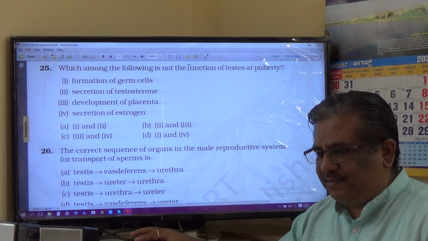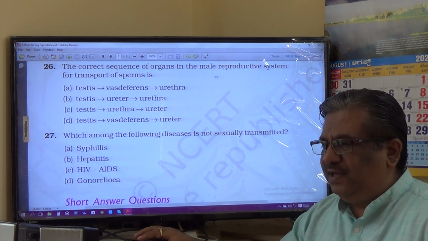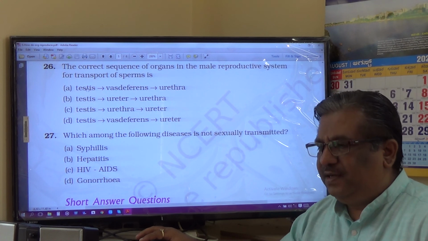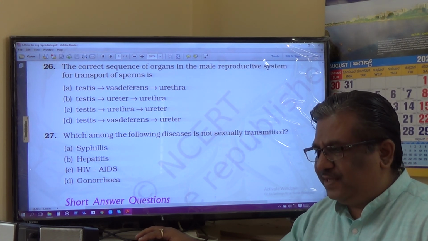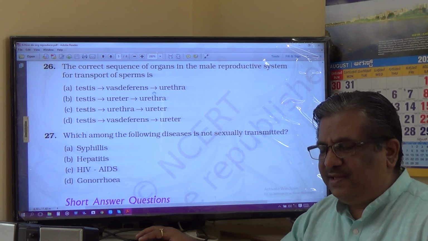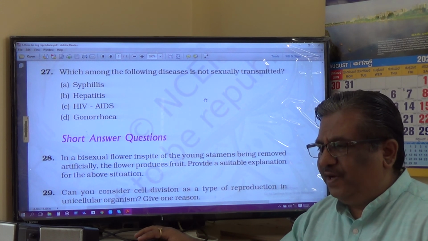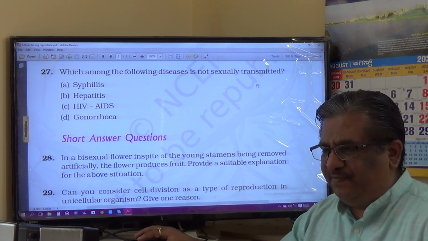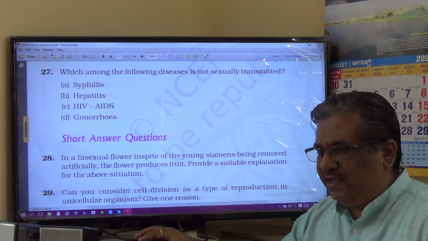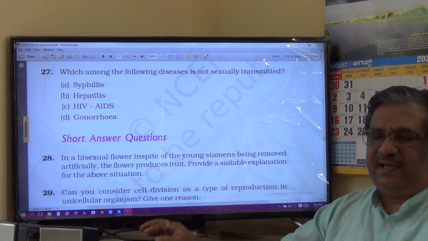Sperms are released. The correct sequence of organs in the male reproductive system for transport of sperm is testis, vas deferens and urethra. This is the correct answer. Which among the following diseases is not sexually transmitted? Syphilis, STD. Hepatitis, not STD. HIV, STD. Gonorrhea, STD. Hepatitis is the answer for this one.